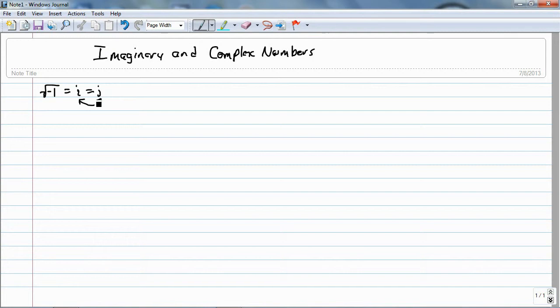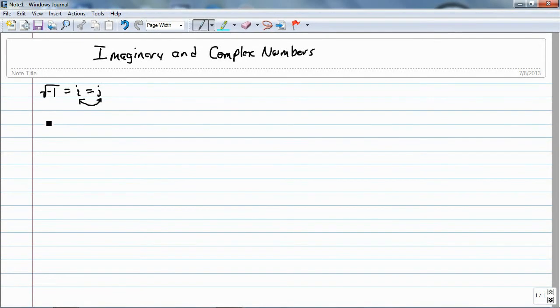I tend to use J just out of habit because I've used it for so many years. But just to let you know, when you see J, I'll be talking about the square root of -1. If J is something different, I will make sure to define that so you know that it's not the imaginary operator.